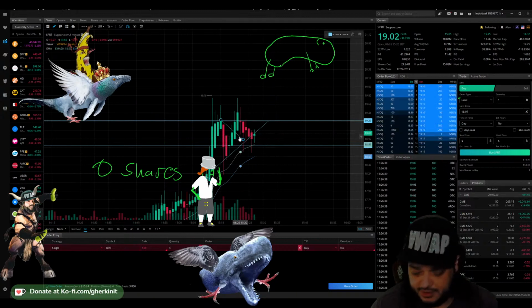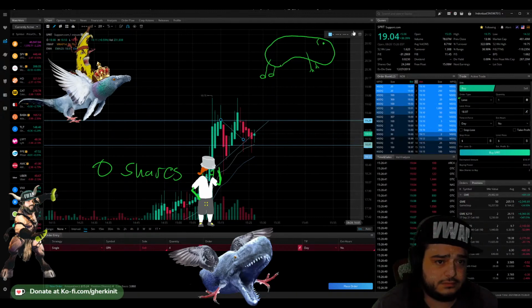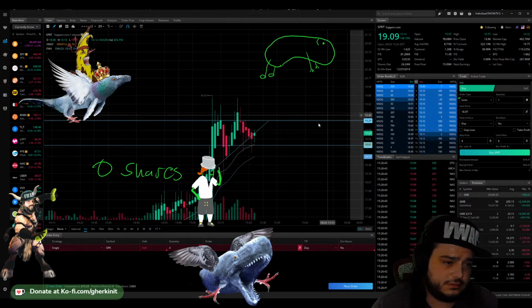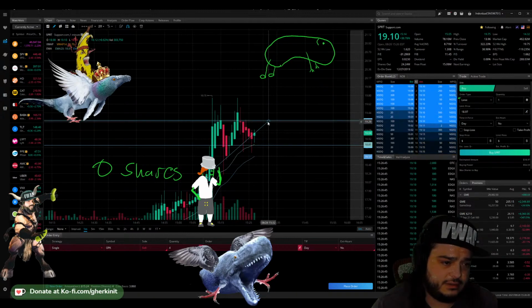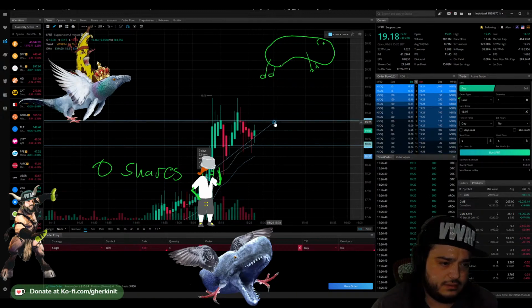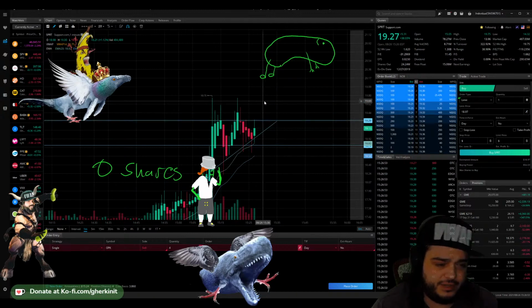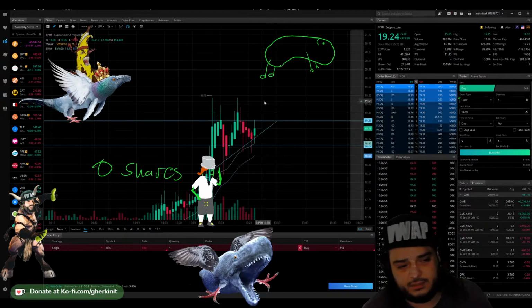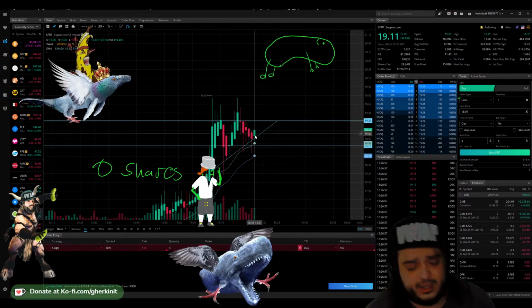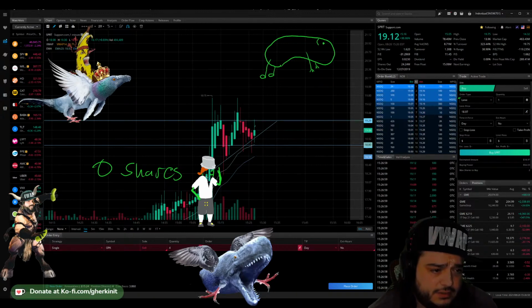So this has now become a continuation pattern instead of a pennant because it's had enough time to play out. This has gone from being like 50-50 to being bullish. So now we have a bounce here on this support.